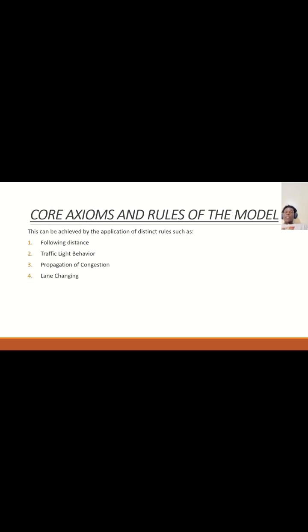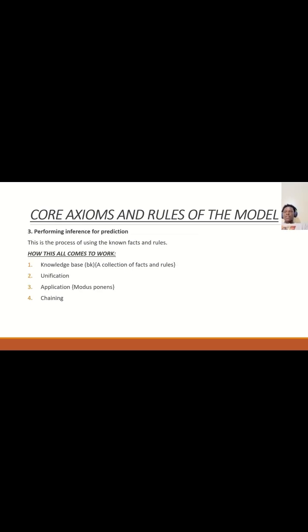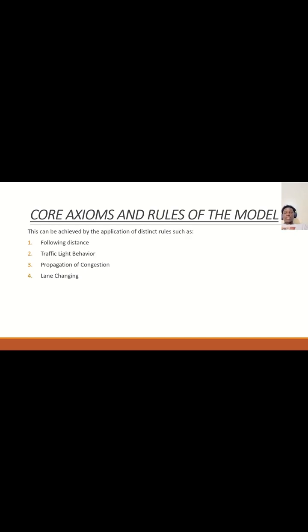So the core axioms and rules of the module here, we have 4 different ones. This can be achieved by the application of distinct rules, such as, for example, 1, following distance; 2, traffic light behavior; 3, propagation of congestion; and 4, lane changing.